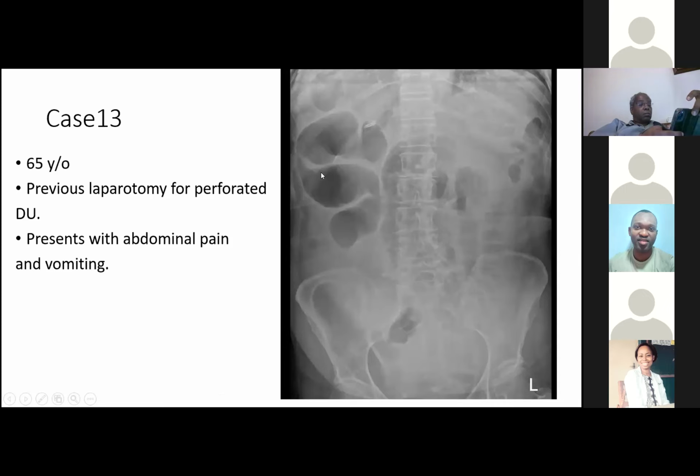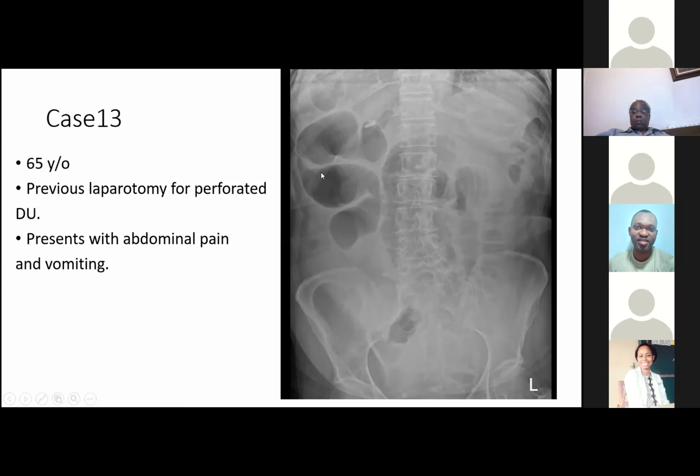The next patient is case number 13, a 65-year-old woman who had had a previous laparotomy for perforated duodenal ulcer, and she now presented with abdominal pain and vomiting. Now, this is the X-ray performed. There's clearly bowel distension on this examination, but my question to you is, is this small or large bowel? And can you give a reason for your answer?